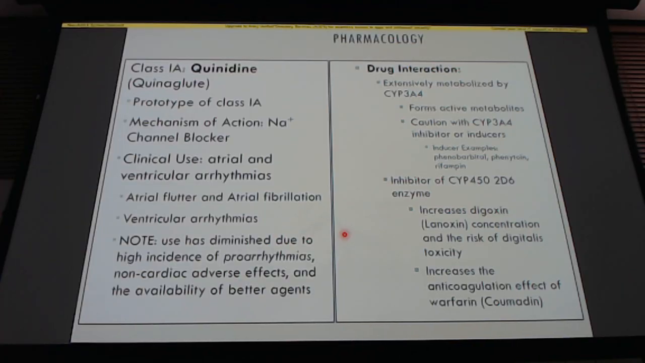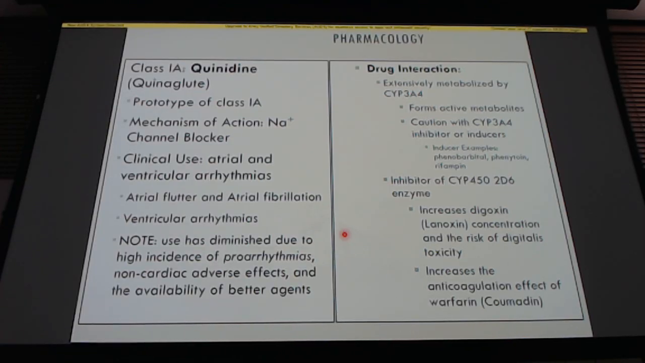Your drug interactions, all I want you to remember is that you have CYP interactions. So when we see CYPs, just remember interactions, watching out whether it's an inducer or an inhibitor, and remembering what happens in the presence of an inducer versus in the presence of an inhibitor.